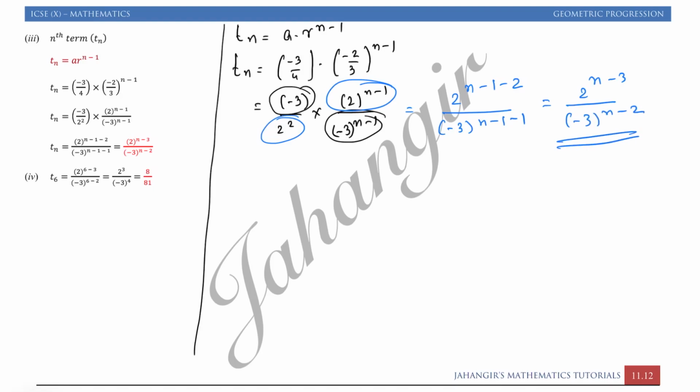So simple thing, same thing. Now for T6, just substitute: 2 raised to 6 minus 3 upon minus 3 raised to 6 minus 2. So here we get 2 raised to 3 upon minus 3 raised to 4. So 2 raised to 3 is 8, and minus 3 raised to 4 is 81. So we get the same answer in both cases.